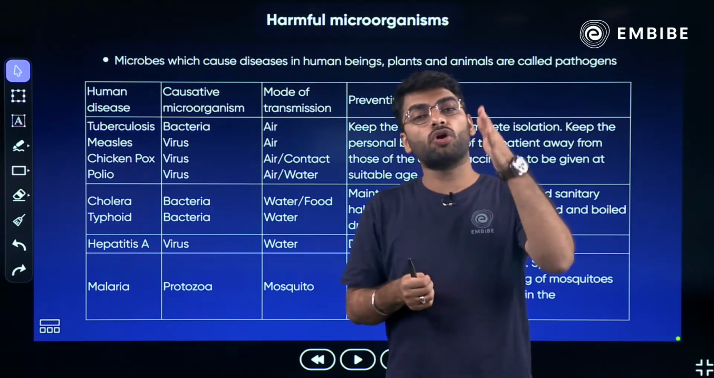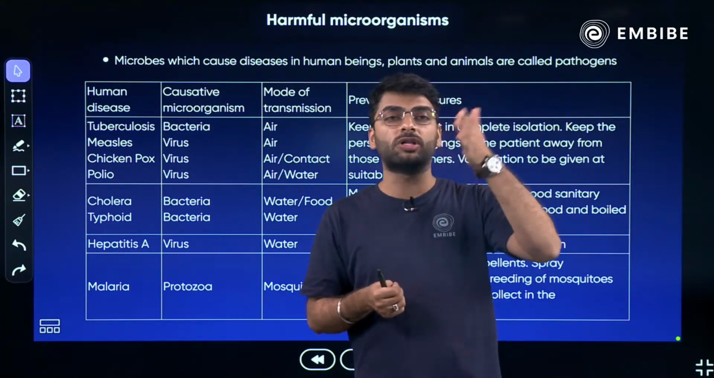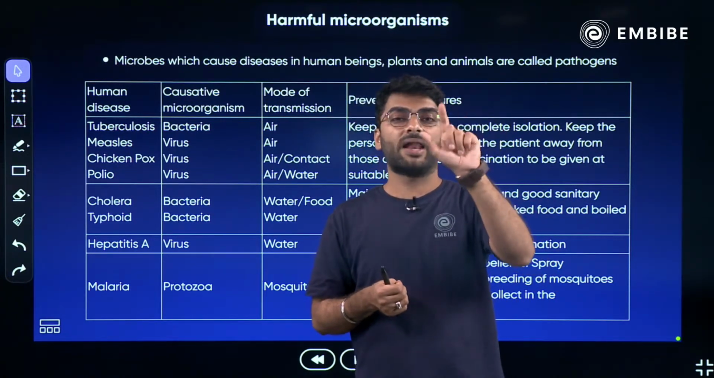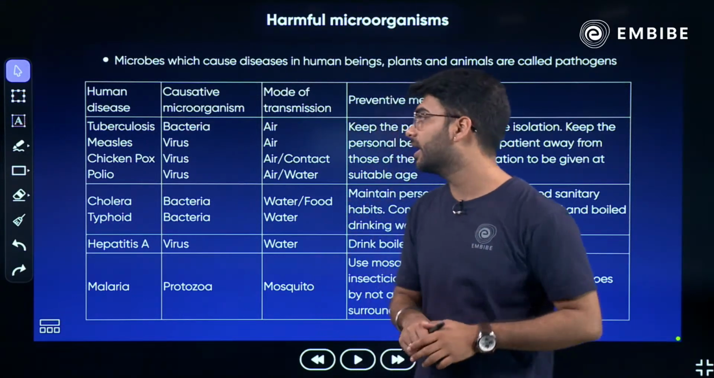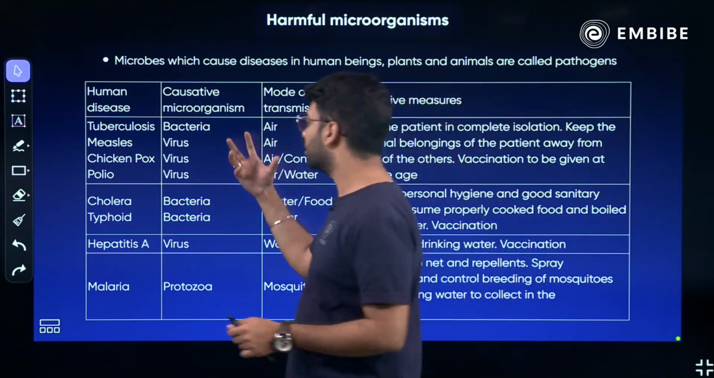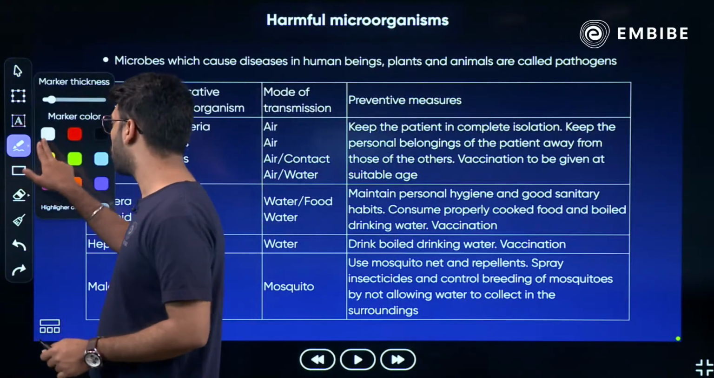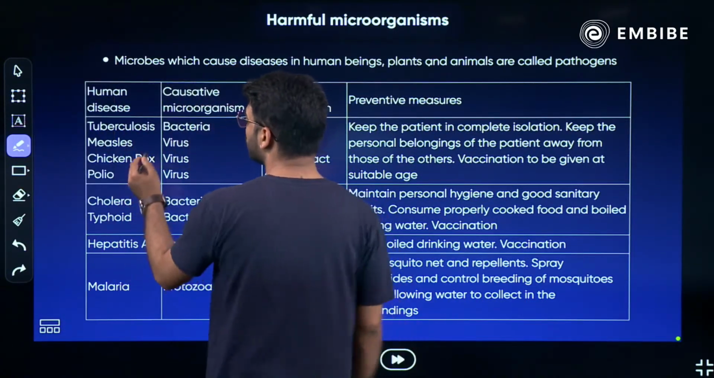Okay? So not all the microbes, not all the protozoans have pseudopodia. Paramecium has cilia. Okay? Now we are talking about the different kinds of diseases that microorganisms cause. We'll go one by one. So, tuberculosis.